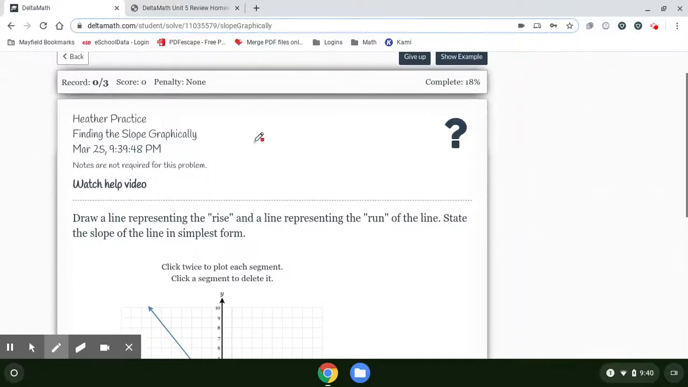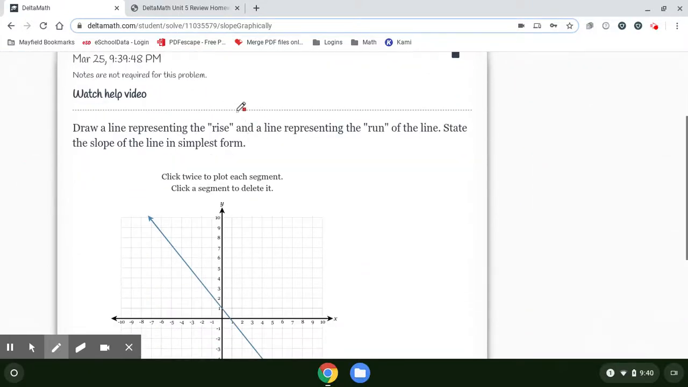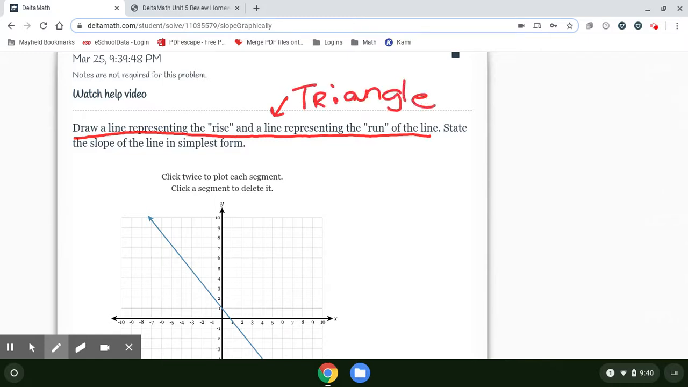Now we're going to find the slope from a graph. You'll notice there's two pieces to this direction. I have to draw a line representing the rise and the run. Let's make my triangle. I actually need to make the triangle, and then I need to state the slope of the line in simplest form. So I do only have to find the slope, and I don't have to write an entire equation.